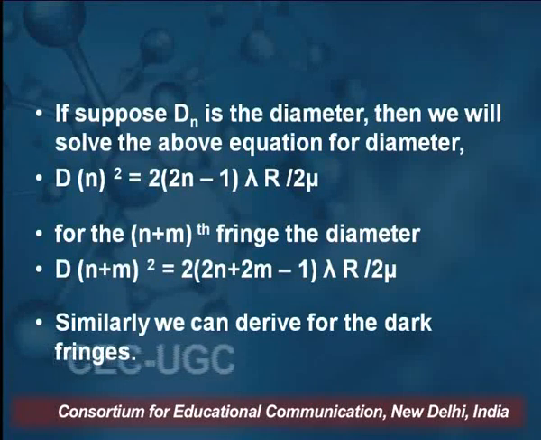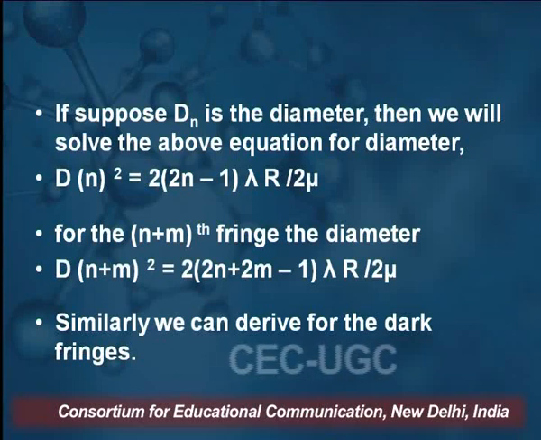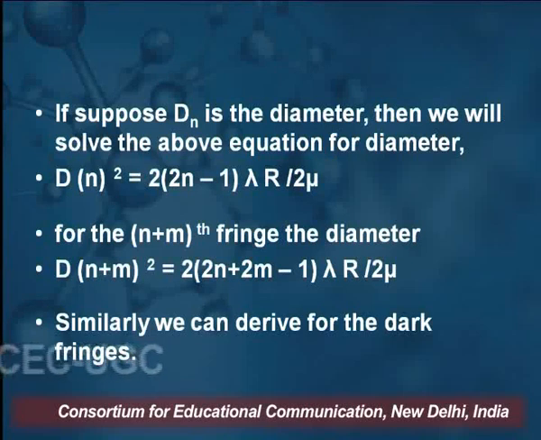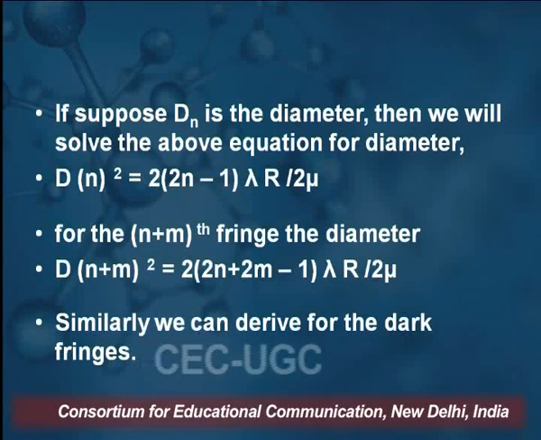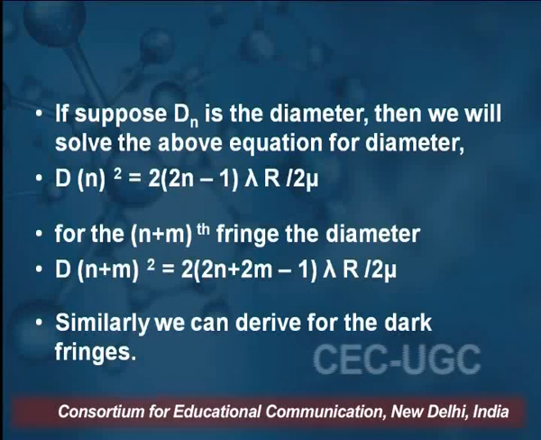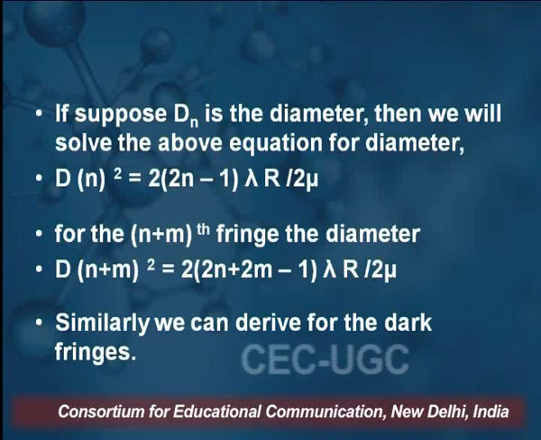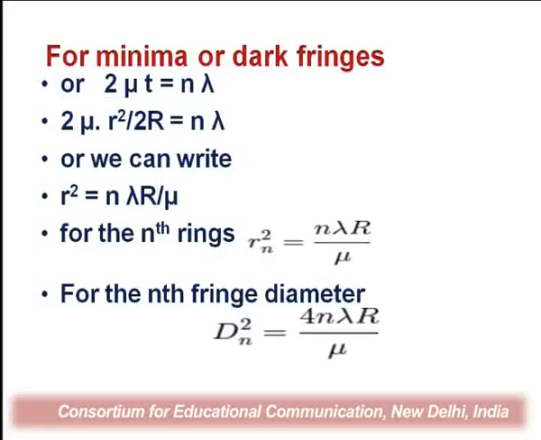For the n plus mth ring fringes, we can have the diameter D(n+m). If I am taking the first ring, then D(n+m) is equal to 2 into (2n + 2m - 1) lambda R divided by 2 mu. Now similarly we can derive the dark fringes also. This is for the brighter.